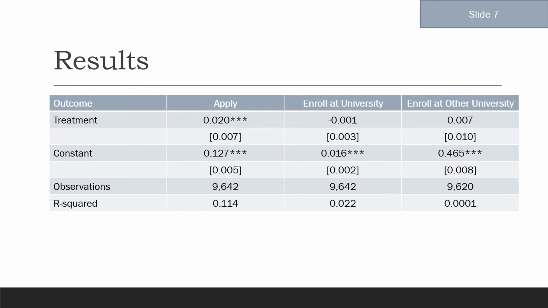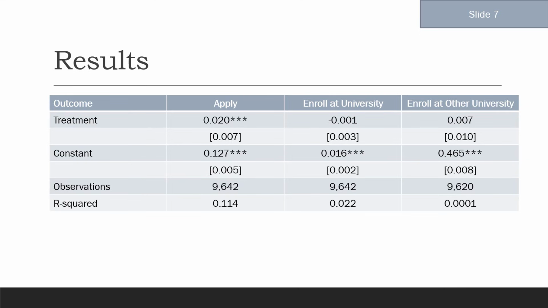This coefficient on the treatment, 0.020, says that those who received the treatment were 2 percentage points more likely to apply. Now, those in the control group were 12.7% likely to apply. And so this is a 2 percentage point increase off of a 12.7% base. That's a pretty large increase. So we show that this informational nudge did nudge students to apply to the university.